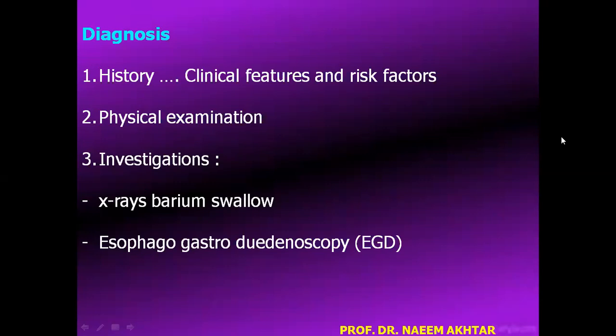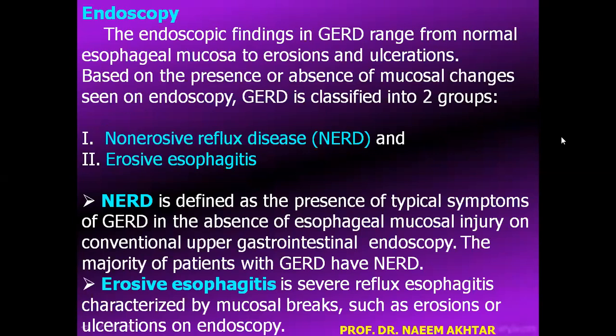Diagnosis. Diagnosis of reflux esophagitis is made by history, physical examination, and investigation. In investigations, the important ones are X-rays, barium swallow, and esophagogastroduodenoscopy. Endoscopy. The endoscopic findings in GERD range from normal esophageal mucosa to erosions and ulcerations. Based on the presence or absence of mucosal changes seen on endoscopy, GERD is classified into two groups: one is non-erosive reflux disease, and second is erosive esophagitis.